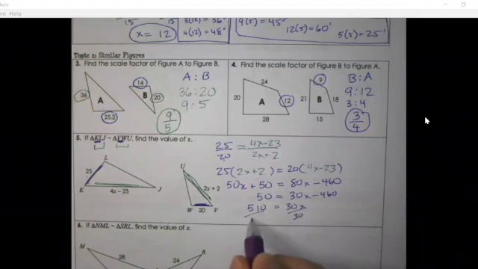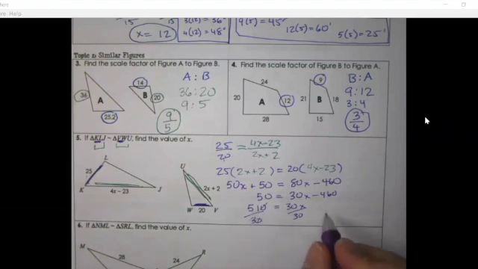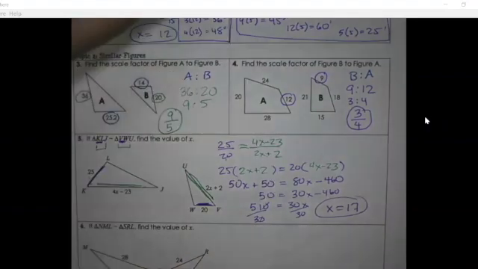Divide by 30, divide by 30. Zeros cancel, 3 goes into 51 17 times. So x equals 17. Find the value of x. I did. Problem number 6.